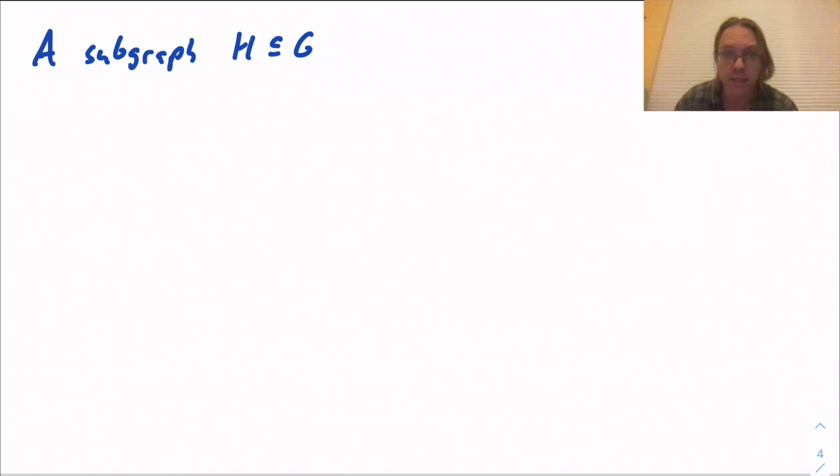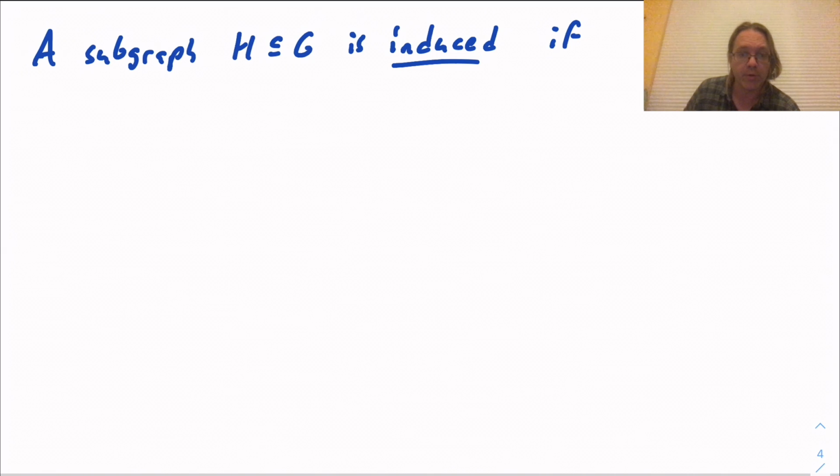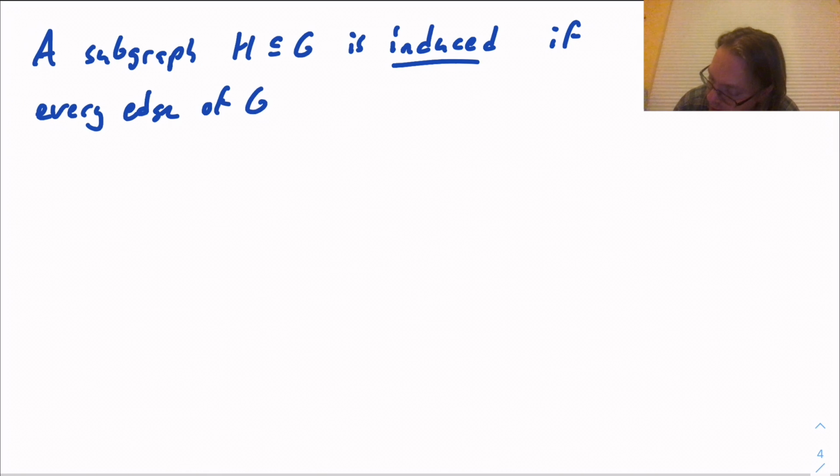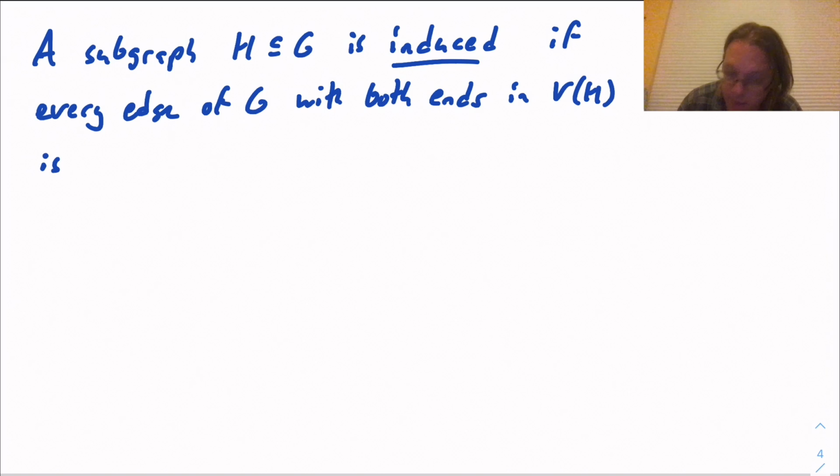So a subgraph H of G is induced if it has the property that every edge of the original graph with both ends in the vertex set of H is also in H. That is, if every edge of G with both ends in the vertex set of H is also in the edge set of H.